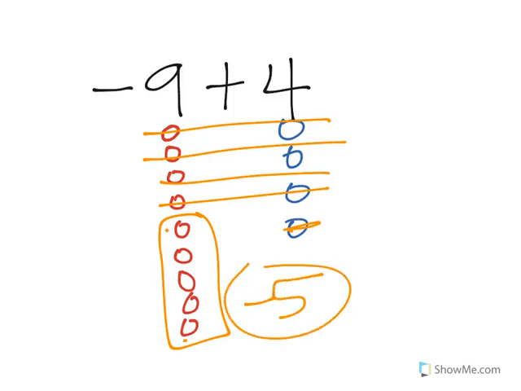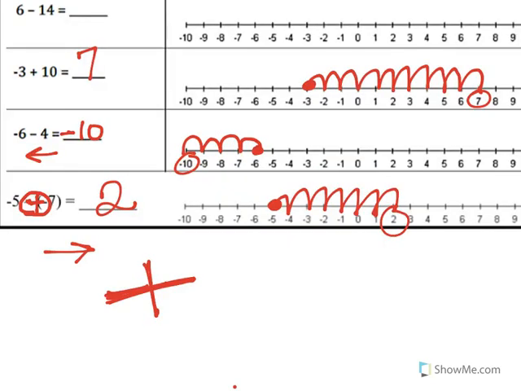So you can use the little integer circles to show the negative numbers and the positive numbers, or you can do it as we were doing it on the number line. Okay?